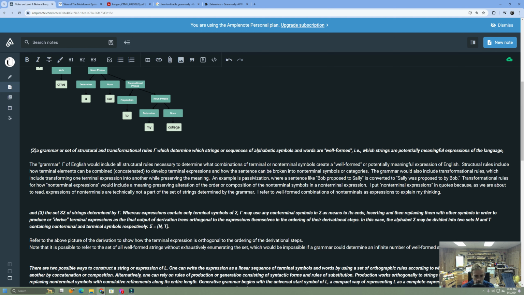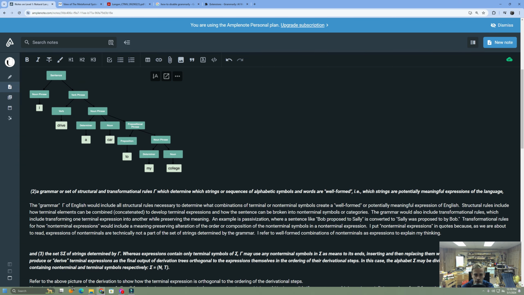An example of this would be passivization, where a sentence like "Bob proposed to Sally" is converted to "Sally was proposed to by Bob." So transformational rules for non-terminal expressions would include a meaning-preserving alteration of the order or composition of the non-terminal symbols in a non-terminal expression. So a grammar includes both structural rules and transformational rules.